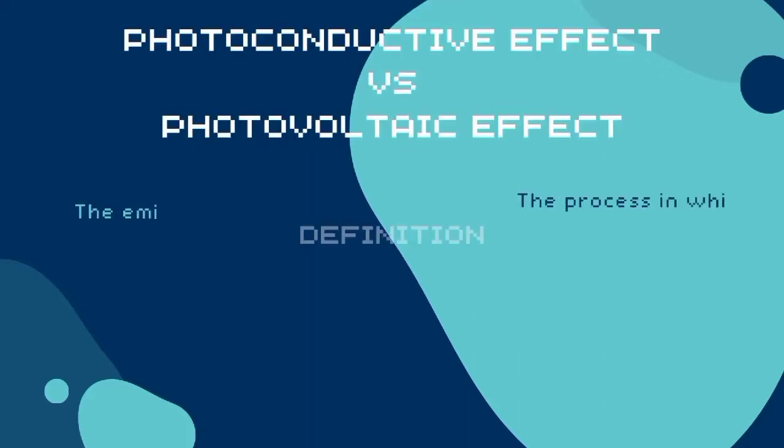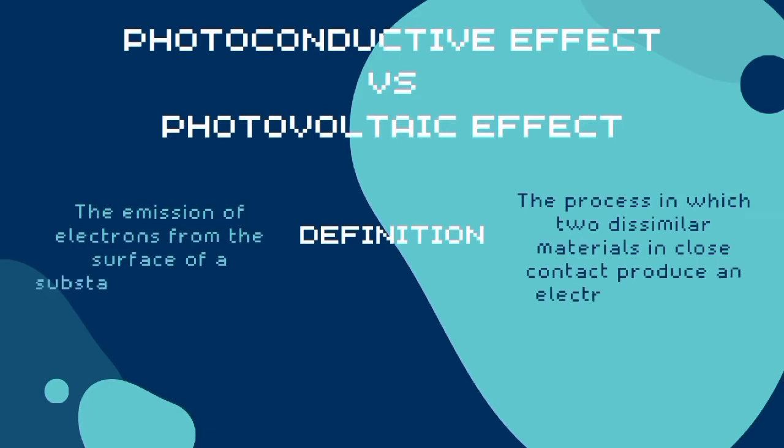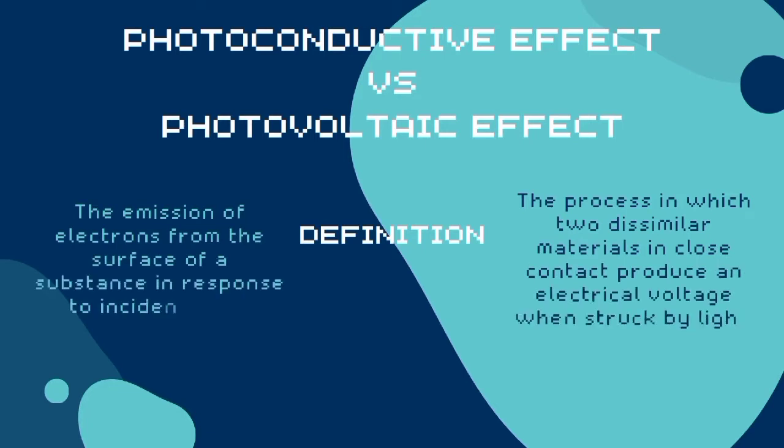Next, what is the difference between the photoconductive effect and the photovoltaic effect? First one is definition. The photoconductive effect is the emission of electrons from the surface of a substance in response to incident light, while the photovoltaic effect is the process in which two dissimilar materials in close contact produce an electrical voltage when struck by light.